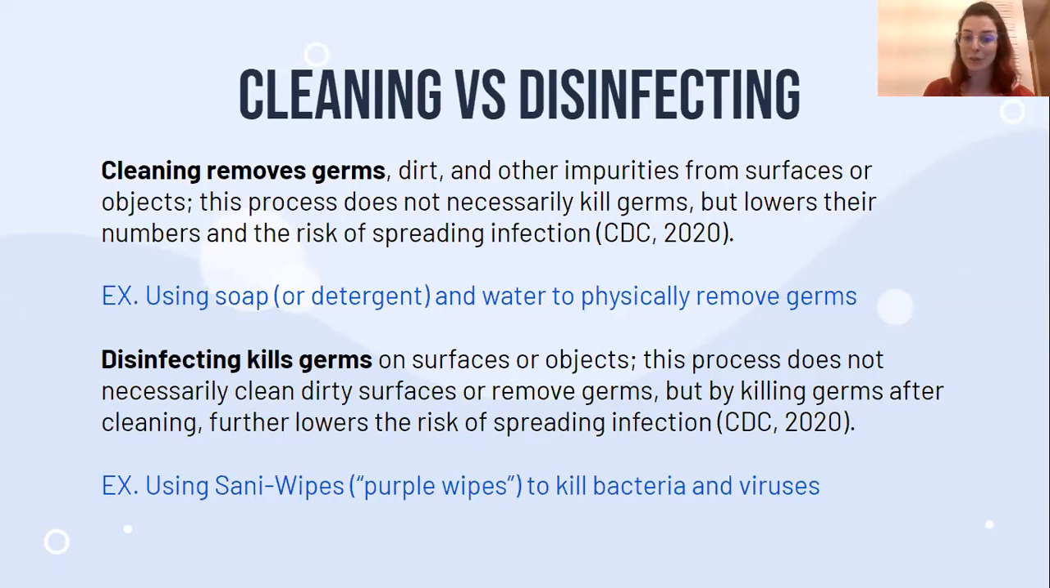Disinfecting does kill germs on surfaces or objects, and this process doesn't necessarily clean a dirty surface or remove the germs, but by killing the germs after cleaning, it further lowers the risk of spreading infection. So if you're using our Sani wipes, a lot of people like to call them our purple wipes, or if you're using our Avastat D, our 105 sanitizer, this is going to kill bacteria and viruses on any given surface.